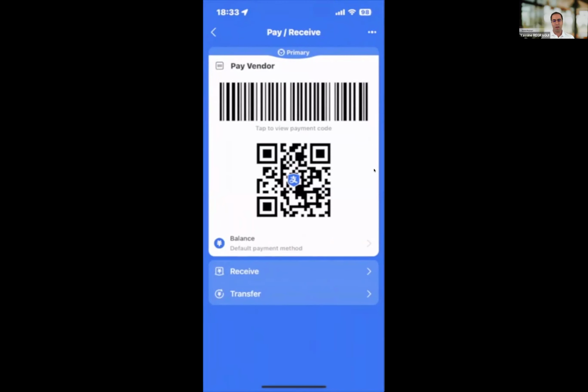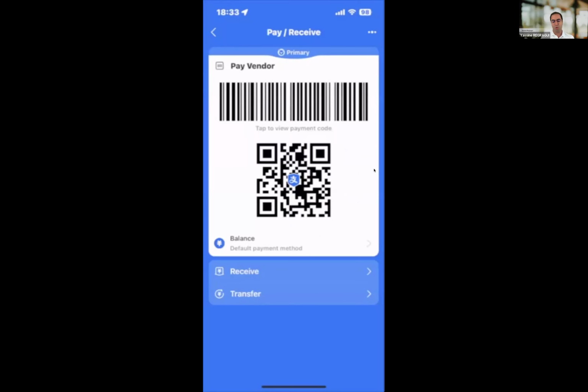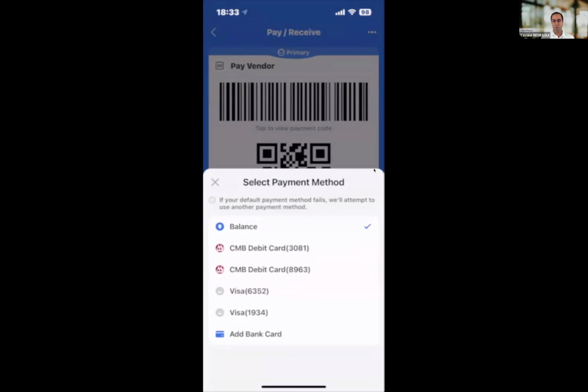Pay and collect, here is a way, for example, to pay in China. You have a barcode and you have a QR code. And this is, of course, dynamic, meaning that it will change regularly. And I can choose from my balance account. I can choose from my debit card, Chinese debit card, or my Visa card.